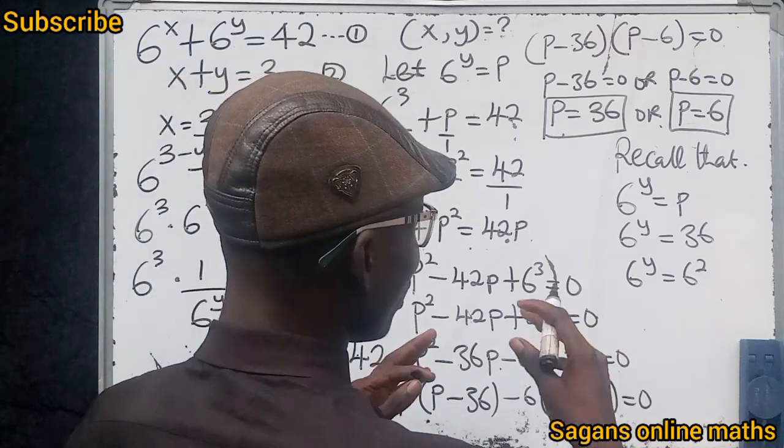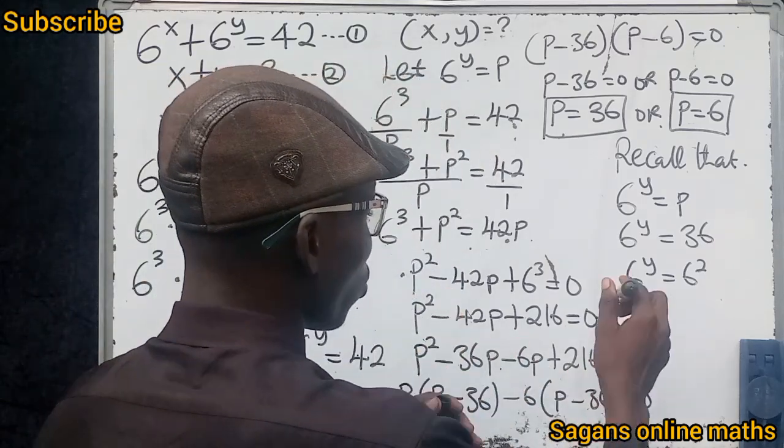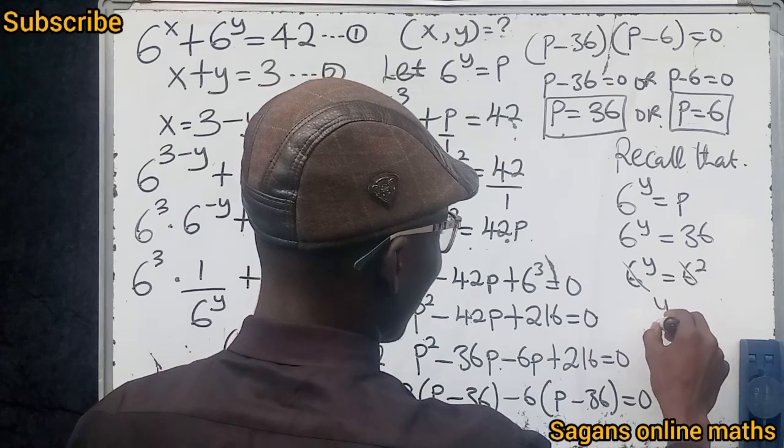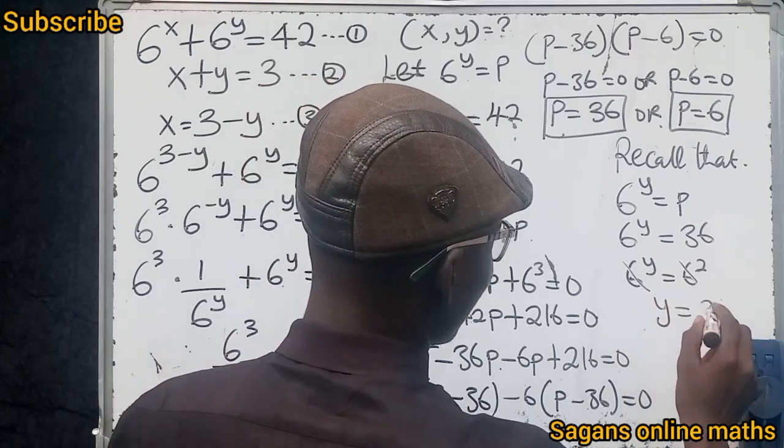Now let's equate the powers, since the bases are the same. Let them settle themselves. Now see that our y is equal to 2. This is the value of y.